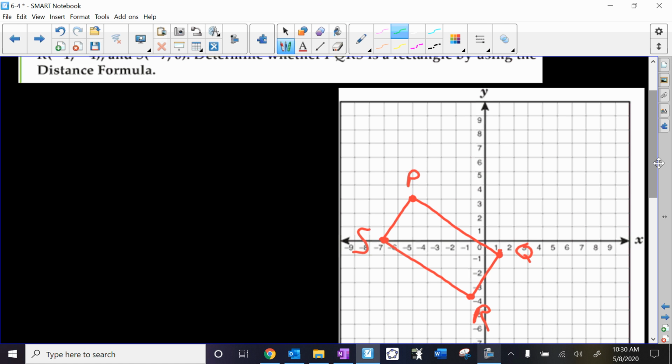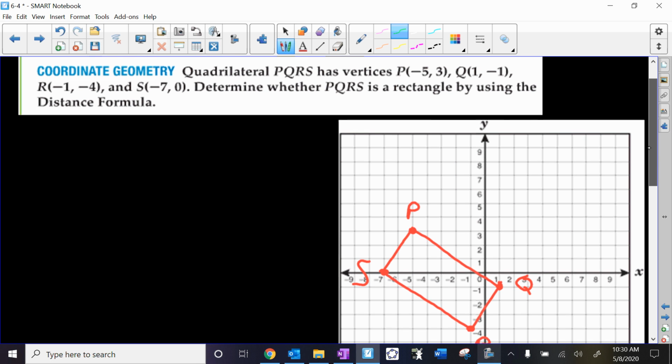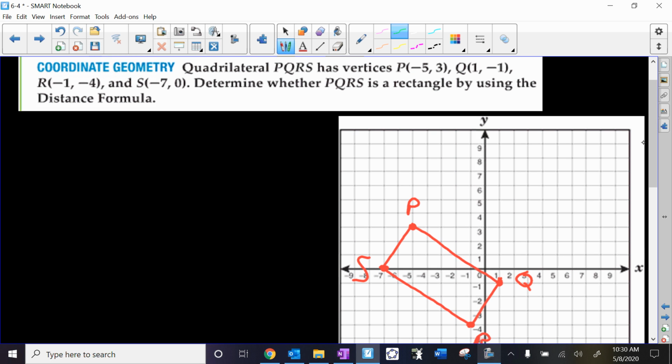I'm not going to go through showing you how the distance formula works. We've been doing distance formula for quite a while now. I'm just going to show you what you would need to find the distances of. So in this case, just like what we did in section 3 to show that something was a parallelogram, we are going to do the same thing.